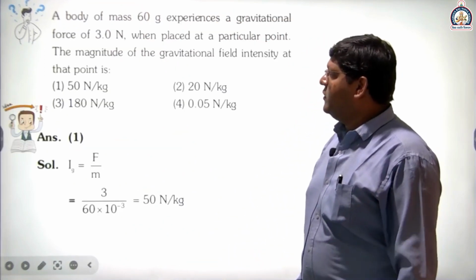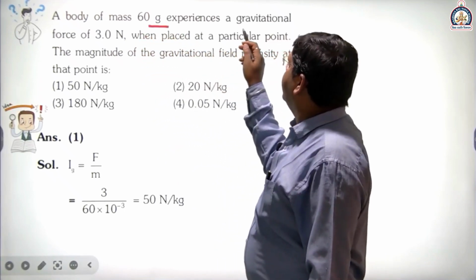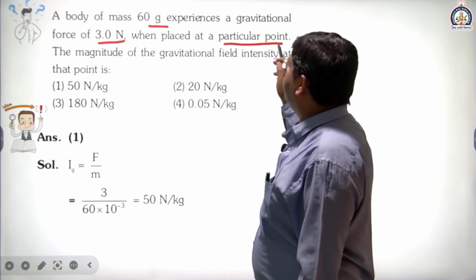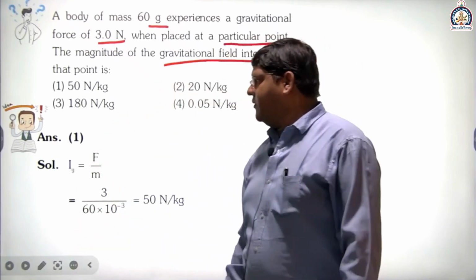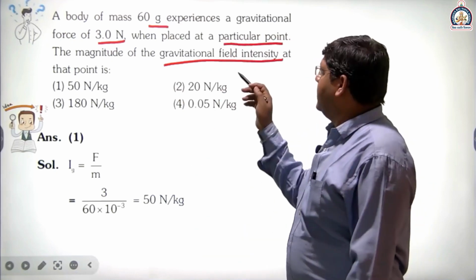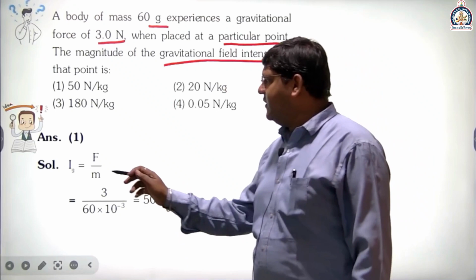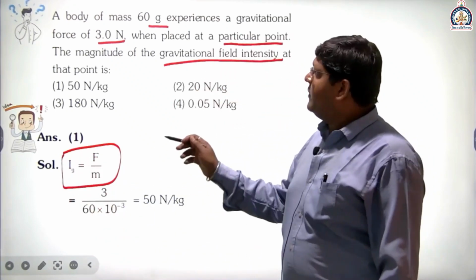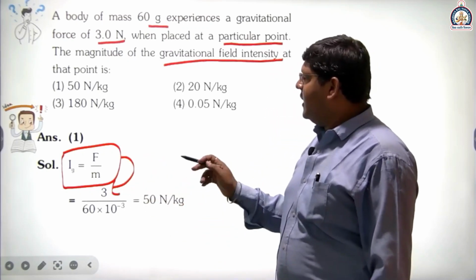Moving to the next part, the question says a body of mass 16 gram experiences a gravitational force of 3 Newton when placed at a particular point. What is the magnitude of gravitational field intensity at that point? We just have to calculate the magnitude of gravitational field intensity. So the relation is given by Ig is equal to F upon m, where F denotes the force, that is 3 according to the question, and m is the mass.